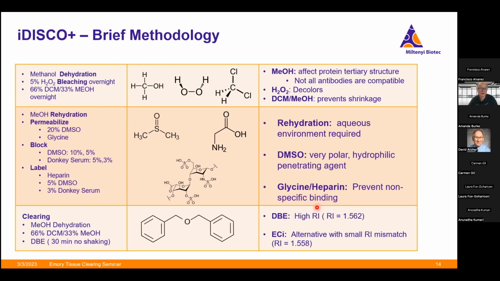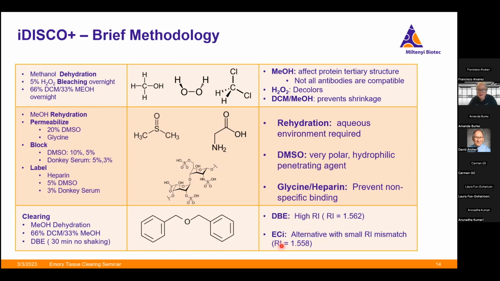And then finally, for that clearing part, which is essentially the 3DISCO portion of the protocol, we're going to dehydrate the sample again with methanol, another delipidization step with DCM to really drive out all of those lipid molecules. These lipids are really responsible for a lot of the light scattering that you may see. So it's important to include that step at the end. And then finally, you're going to clear in DBE.